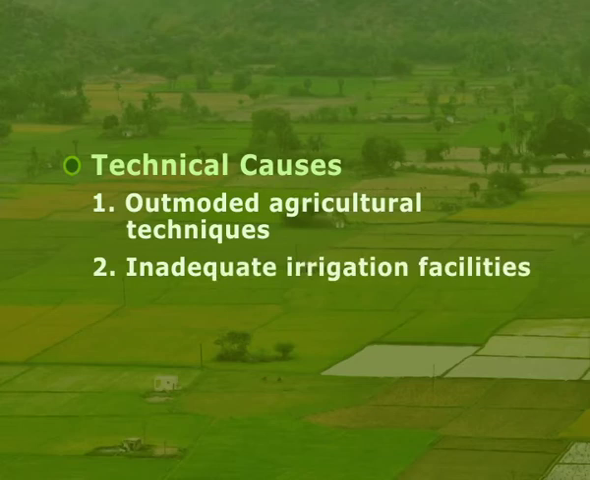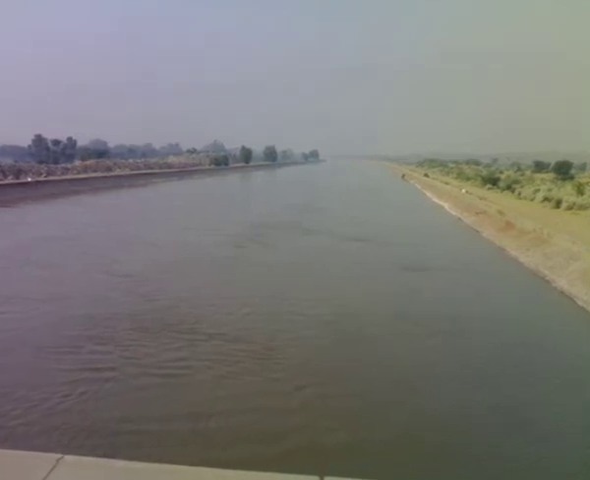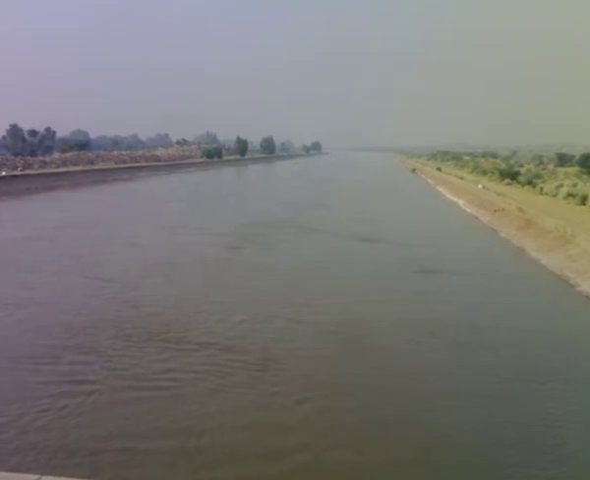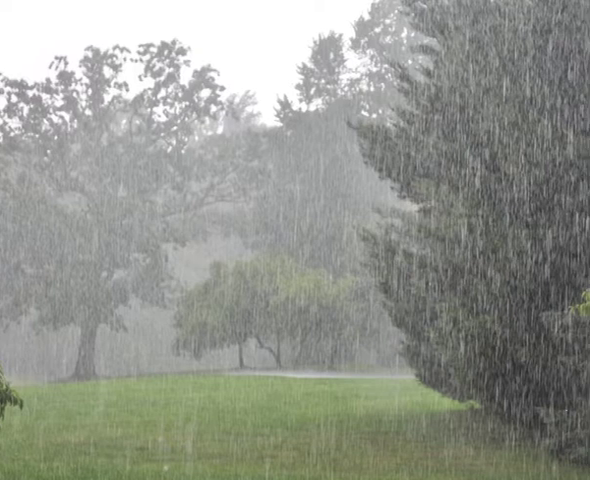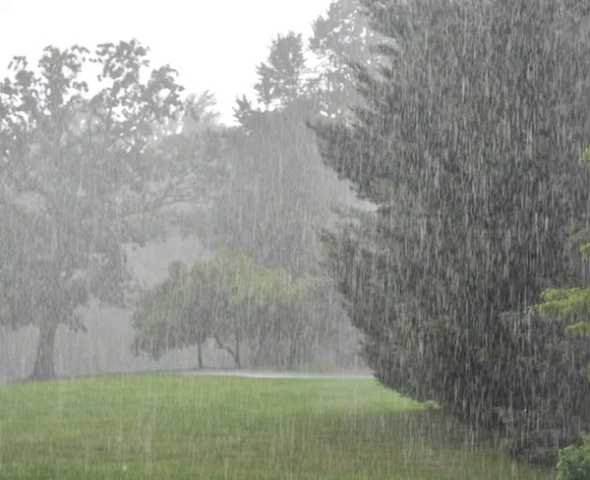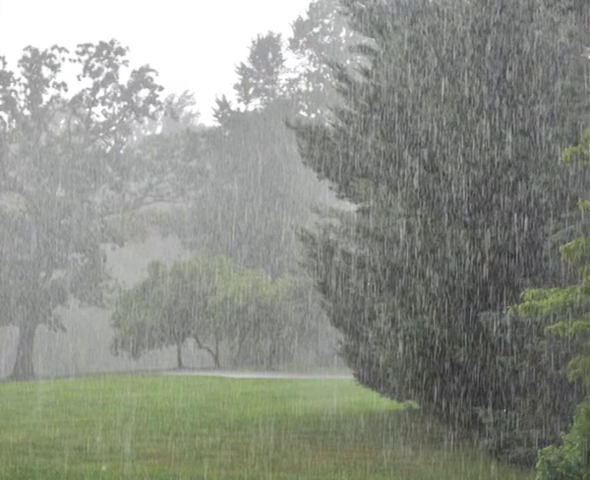Point number 2, inadequate irrigation facilities. Gross cropped area in India in 2011-2012 was 195 million hectares, of which 91 million hectares had irrigation facilities. Thus, 46% of gross cropped area had irrigation facilities in 2011-2012. This shows that even now 53% of the gross cropped area continues to depend on rains.